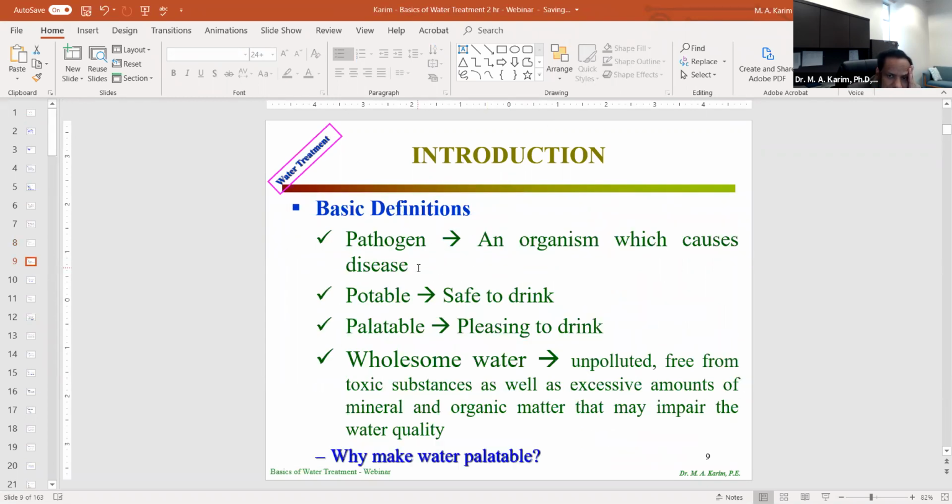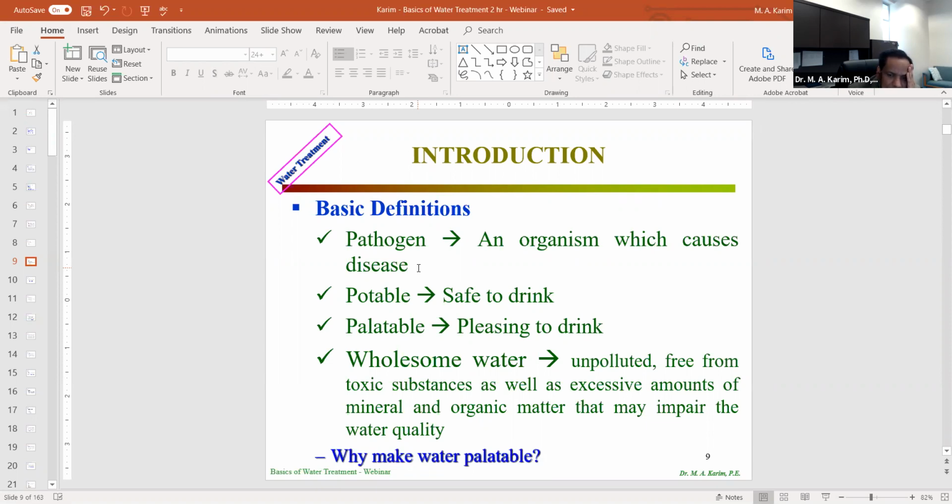Okay? So there are basic definitions that we should know going forward for this topic. Pathogen: an organism which causes disease. Potable water means safe to drink. Safe means if we drink it, we will not die. Palatable means pleasant to drink. That means it's not colored, brown, or anything like that. And the other definition is wholesome water. Wholesome water, palatable, and safe are very close. The only difference is that wholesome water is unpolluted, free from toxic substances, as well as excessive amounts of mineral and organic matter that may impair the water quality. So that was the main idea.